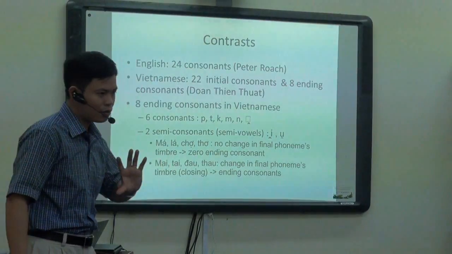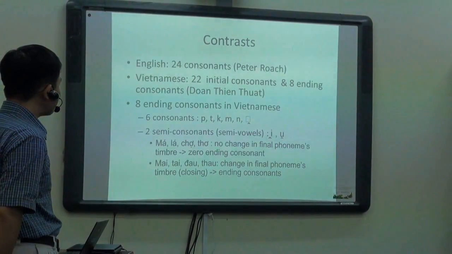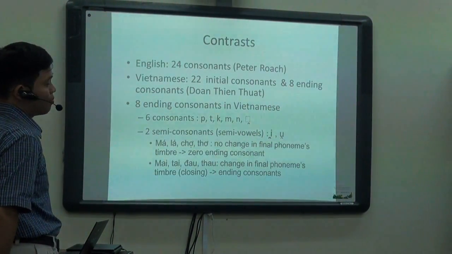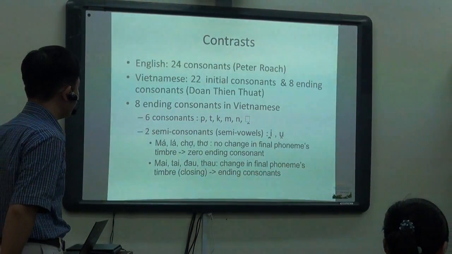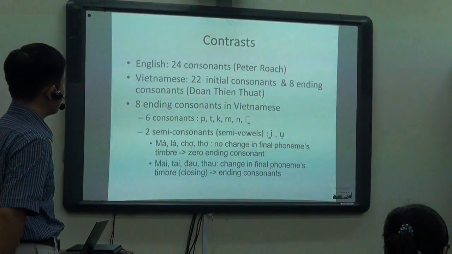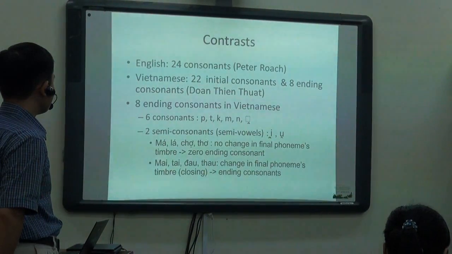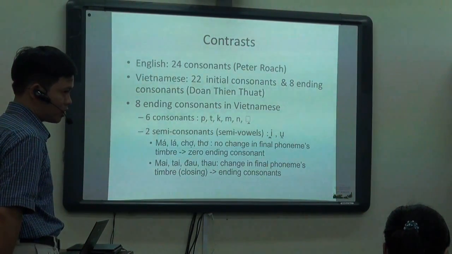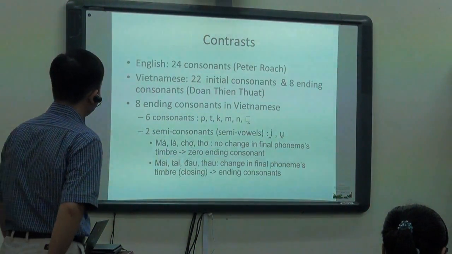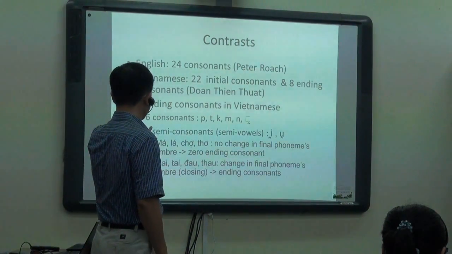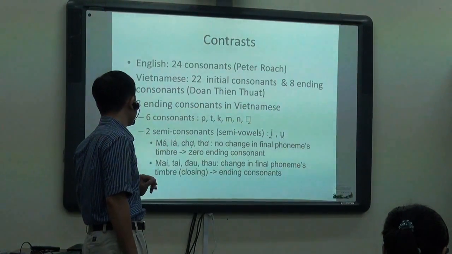Now, when we start looking at the differences, these are the things that we can observe. Generally speaking, there are more consonants in Vietnamese. We have in total 30 consonants with 8 distributed at the end and 22 distributed at the beginning of the sounds. Now, the 8 ending consonants in Vietnamese are, well, the last one is missing, but it should be t. Right.